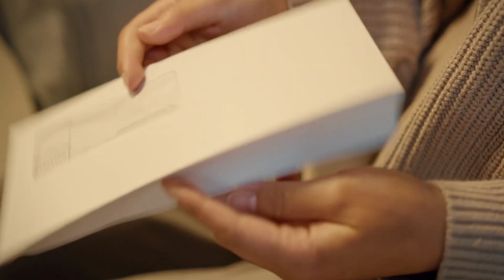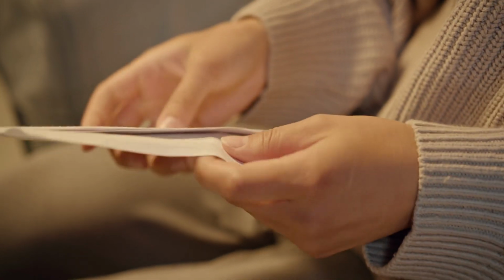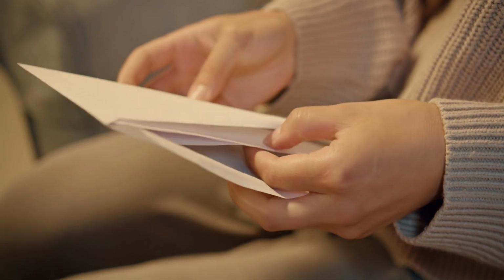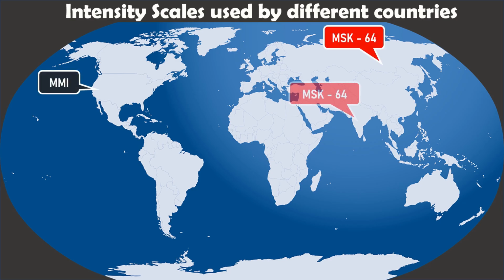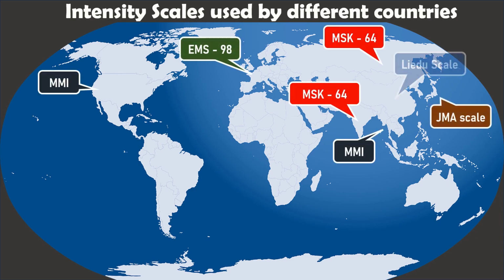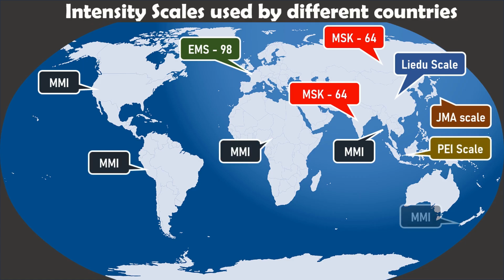Traditionally, intensity data was collected from people via postal questionnaires. Today, the Internet is used to gather this data online, for example through "Did you feel it?" questionnaires. The MMI scale is mainly used in the United States and New Zealand, but other countries have adapted versions.